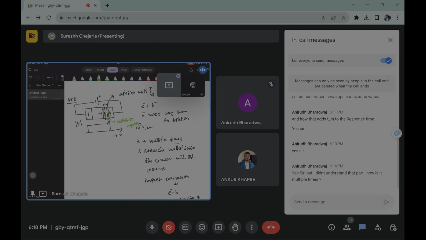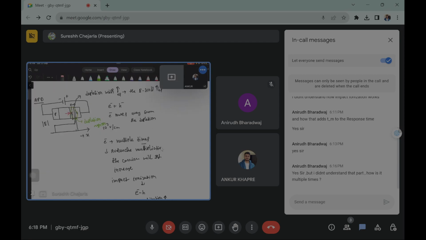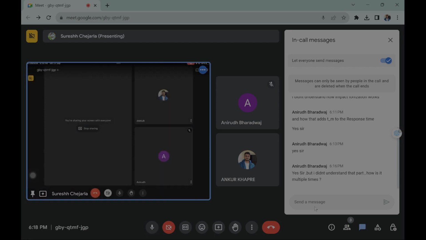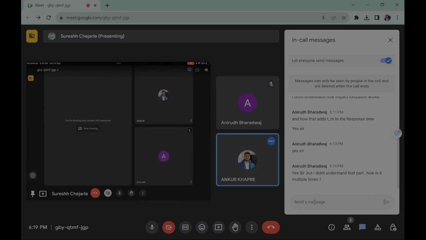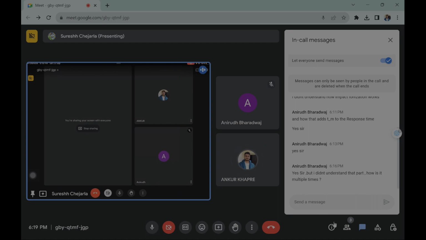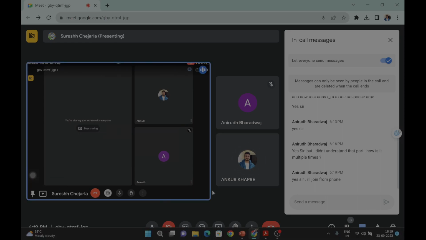If we can speak out so that we can communicate very clearly. But I'm not sure how to check the chat box. Are you getting some clarification, Anirudh? Maybe you can ask me. I'm not giving the total picture of that. Maybe I'm giving some reasons for how this impact ionization happens in the APD. Please join from phone then, so that we can discuss.